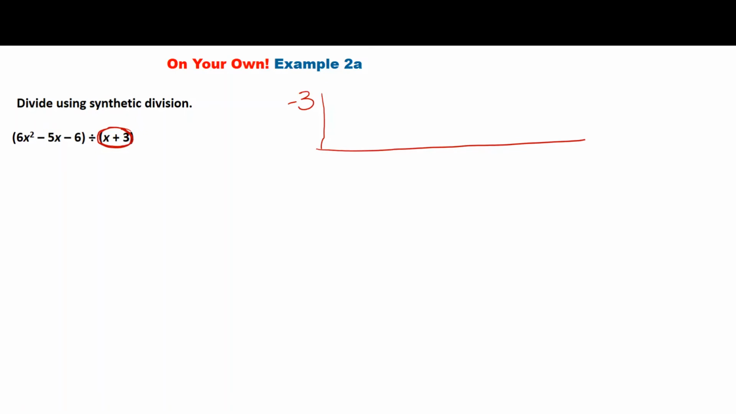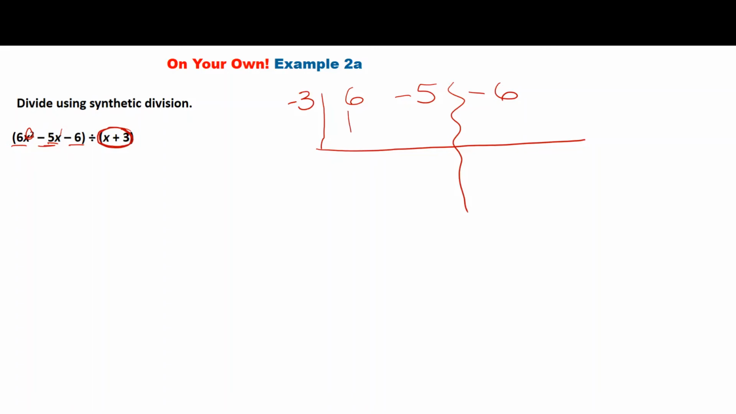Okay, next we want to look at our exponents. We have x squared, x to the 1, and x to the 0. So we're already in the right order. So let's write our coefficients down. We have 6, we have a negative 5, and we have a negative 6. That's where our remainder is going to be.